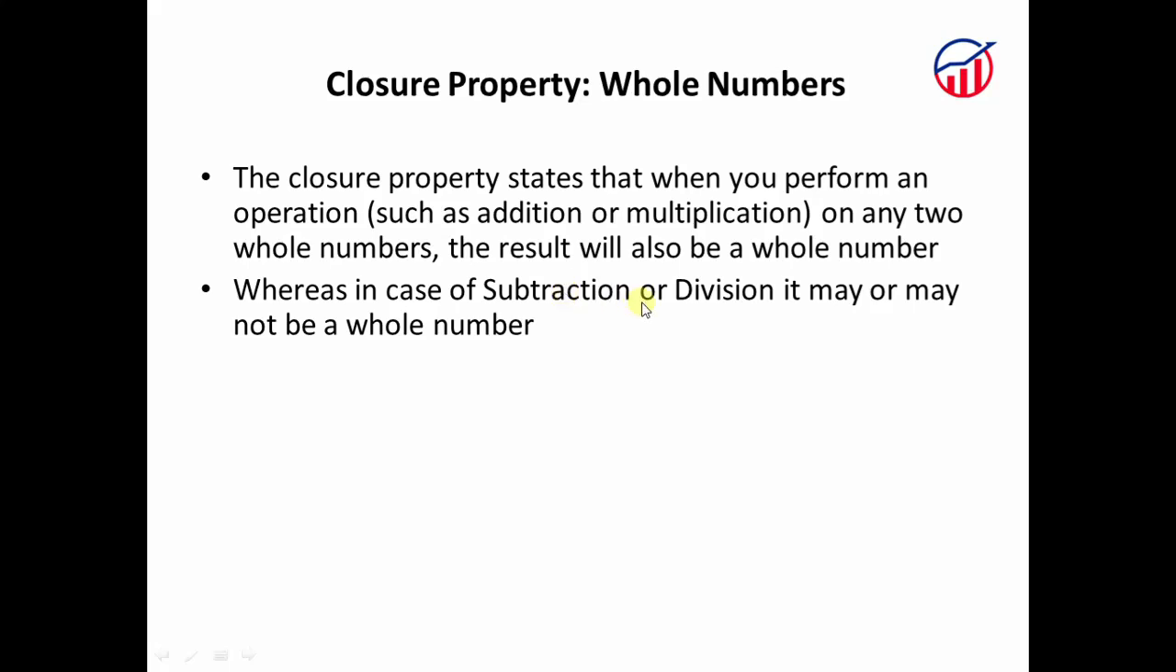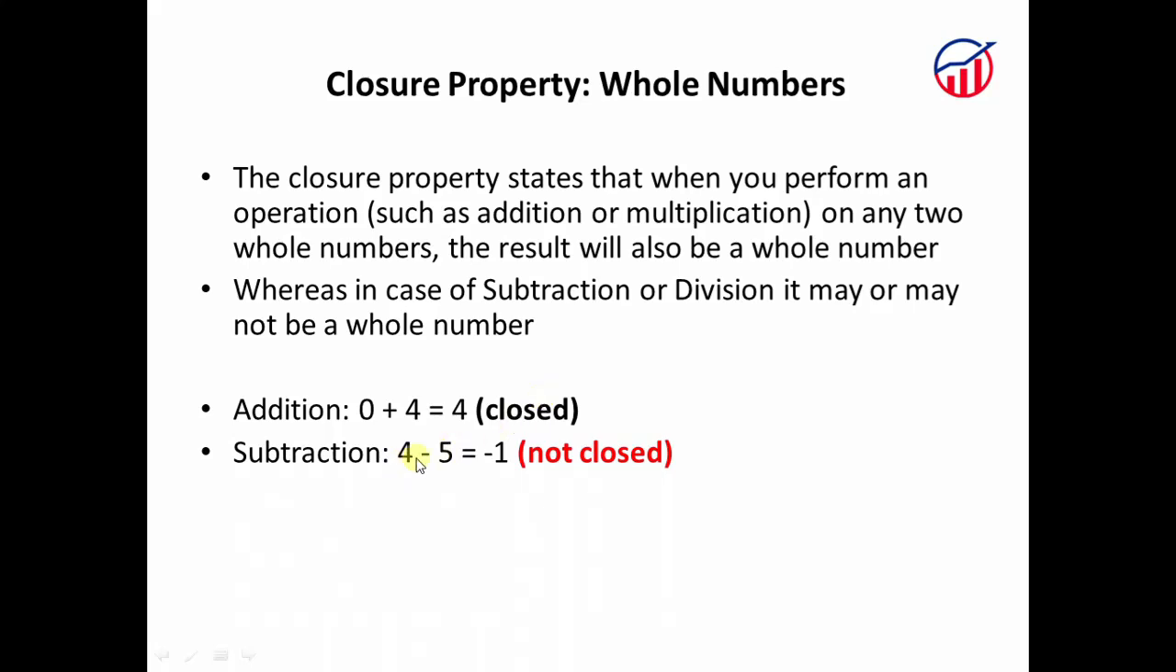Whereas in case of subtraction or division, it may or may not be a whole number. That means sometimes it can be a whole number, sometimes it cannot be a whole number. And in that case, you say it is not closed for subtraction or division. So let's check out a few examples. So here is an example of addition. When you add 0 plus 4, you get 4, which is a whole number. So you call it closed for addition.